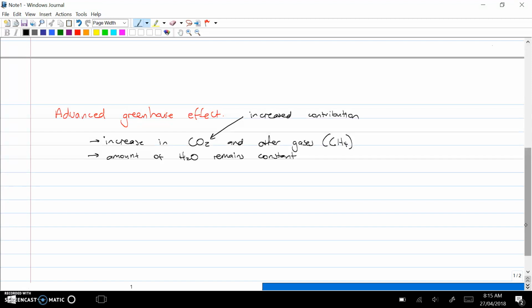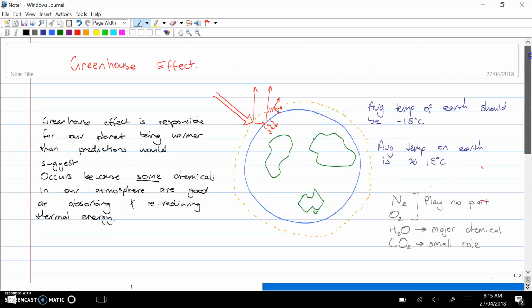So the advanced greenhouse effect and the natural greenhouse effect.